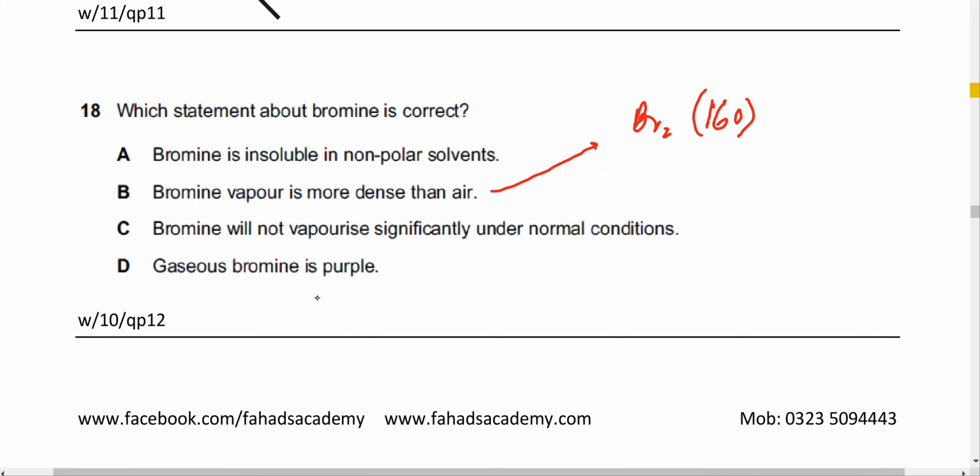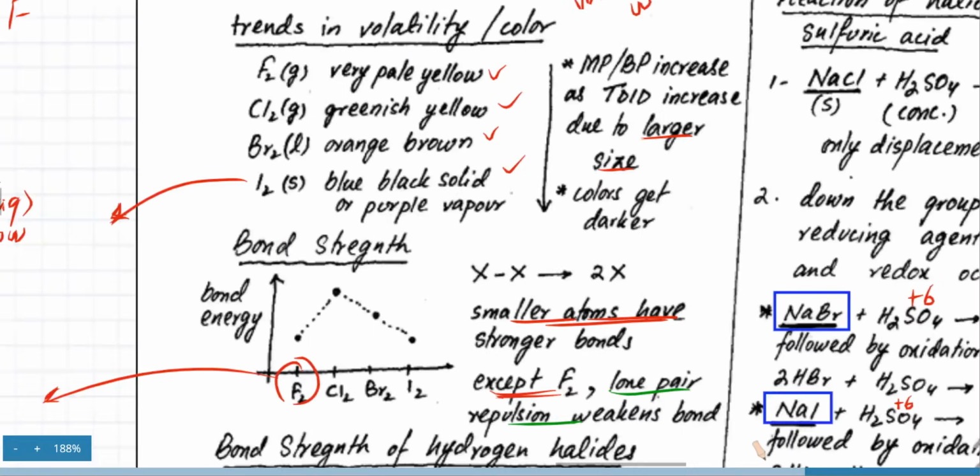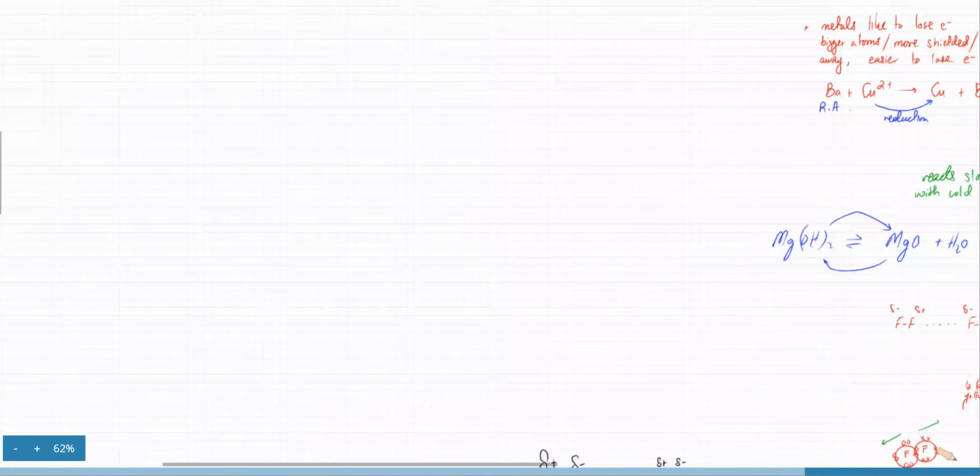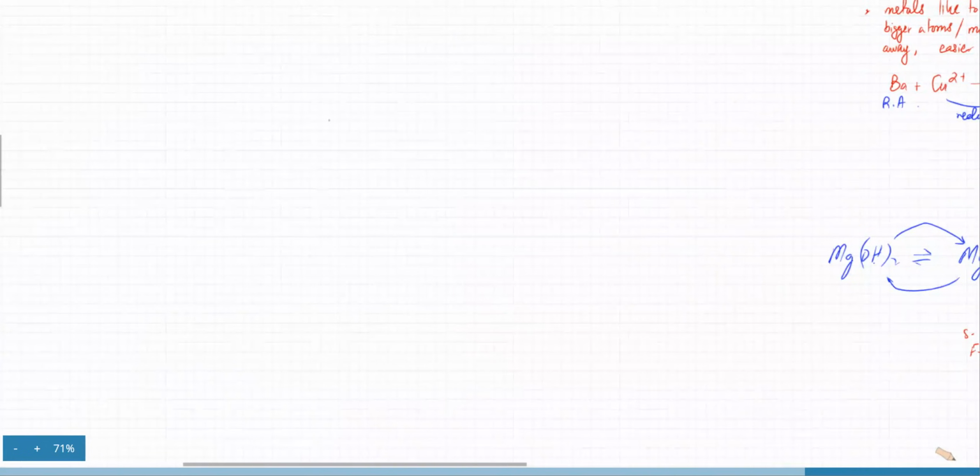What about the first statement? It's insoluble in non-polar solvents. Remember, non-polar things dissolve in non-polar solvents. Okay, let me write it on the board. So non-polar things dissolve in each other. Why do they dissolve? Because they neither attract nor repel. So if you mix them, they remain mixed.